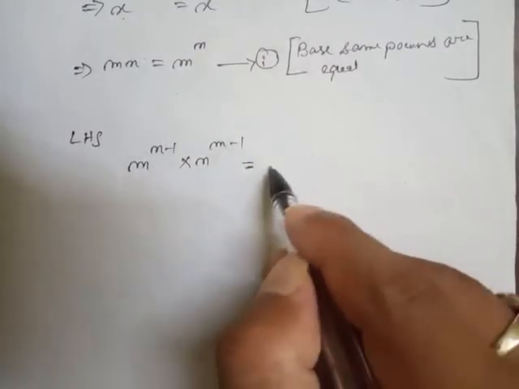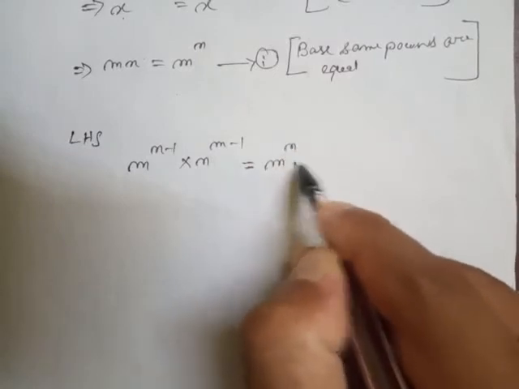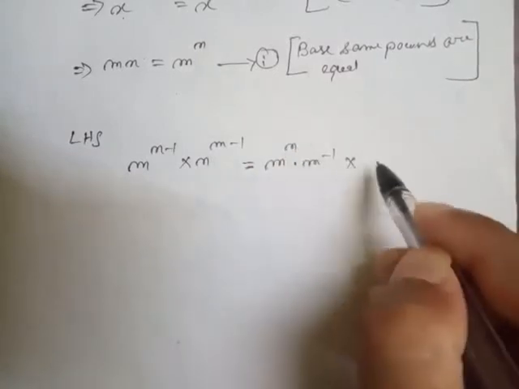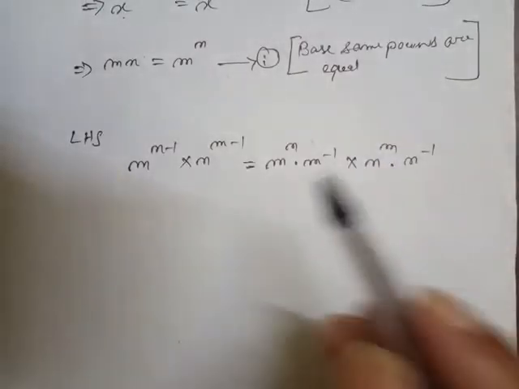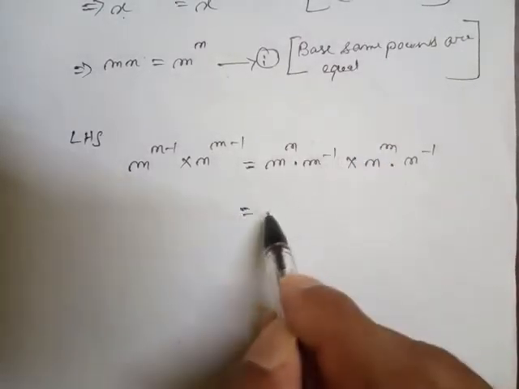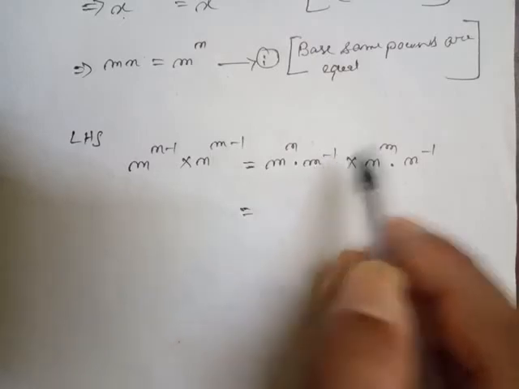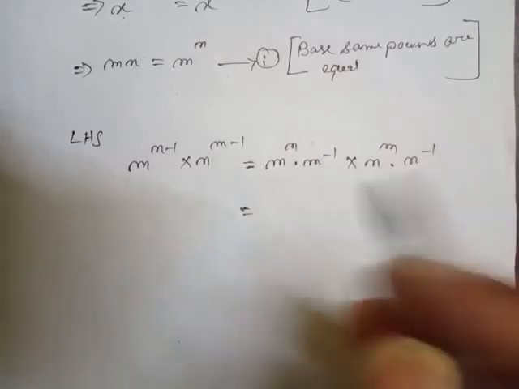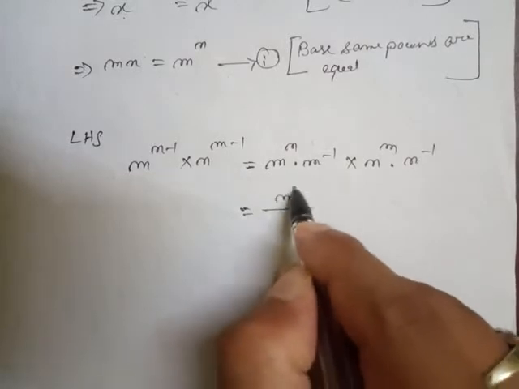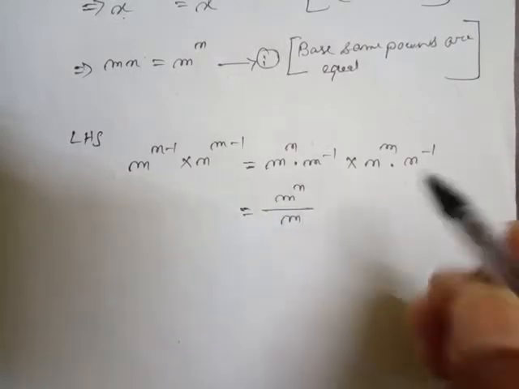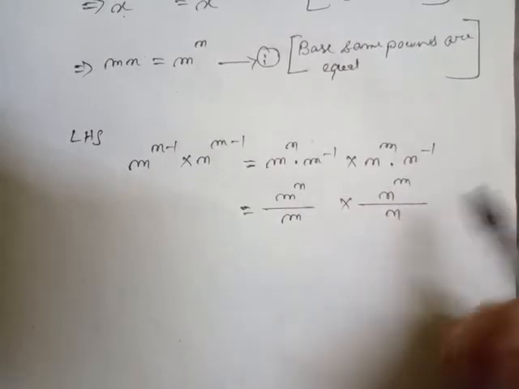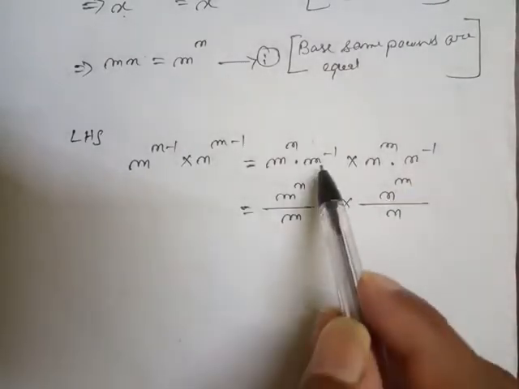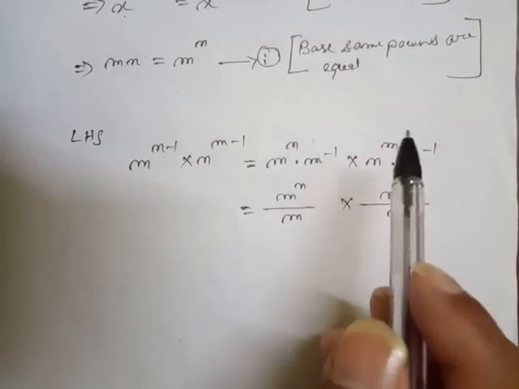So if I split up this, then m to the power n into m to the power minus 1, again here n to the power m into n to the power minus 1. Now look after that, m to the power minus 1 means 1 by m obviously, so m to the power n by m into n to the power m by n. This formula is a to the power minus 1 equals 1 by a, like this. This formula I am using here now.